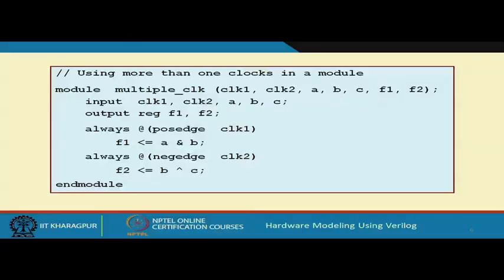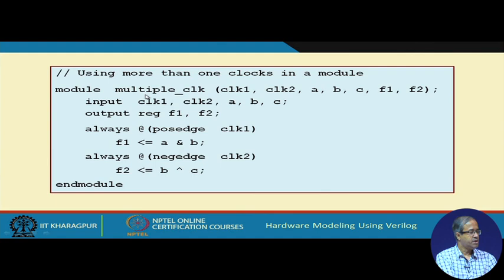So, in Verilog, even inside a single module, you can do this kind of modeling very easily. Here, I am assuming that the two clocks are there, clock 1 and clock 2, and A, B, C are inputs, and F 1, F 2 are two outputs declared as reg. So, I can use, and this is just a very simple example for illustration, two concurrent always blocks. Let us say one of them is triggering at the positive edge of clock 1, the other one is triggering at the negative edge of clock 2.